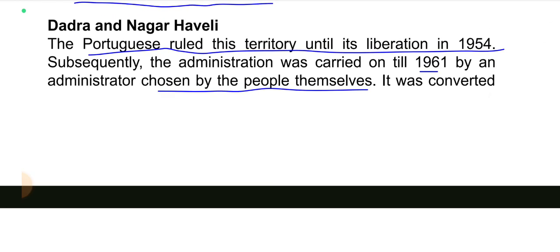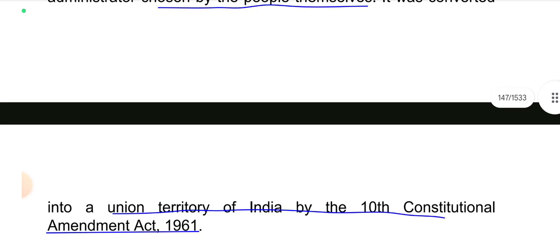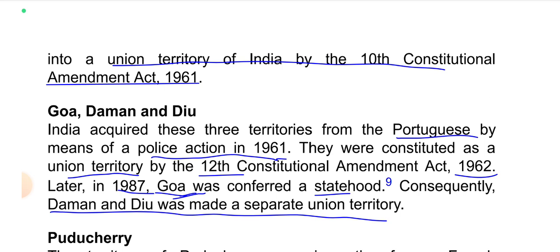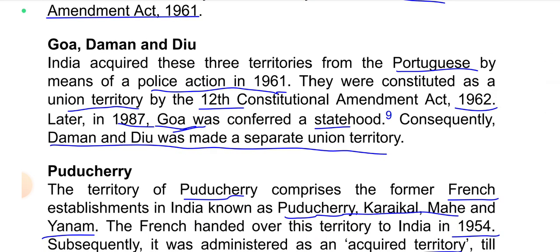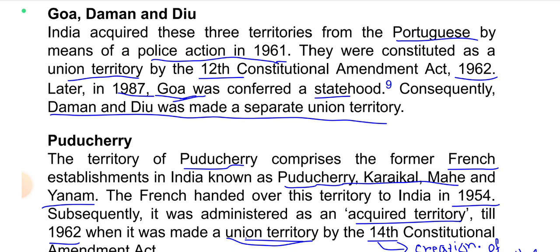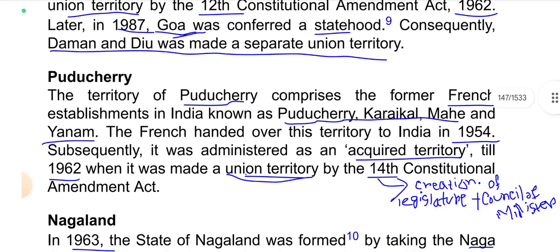Dadra and Nagar Haveli. The Portuguese ruled this territory until its liberation in 1954. Subsequently, the administration was carried on till 1961 by an administrator chosen by the people themselves. It was converted into a union territory of India by the 10th Constitutional Amendment Act 1961. Goa, Daman and Diu. India acquired these three territories from the Portuguese by means of a police action in 1961. They were constituted as a union territory by the 12th Constitutional Amendment Act 1962. Later on in 1987, Goa was conferred statehood. Consequently, Daman and Diu was made a separate union territory.